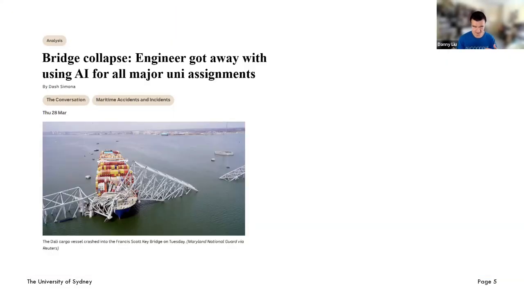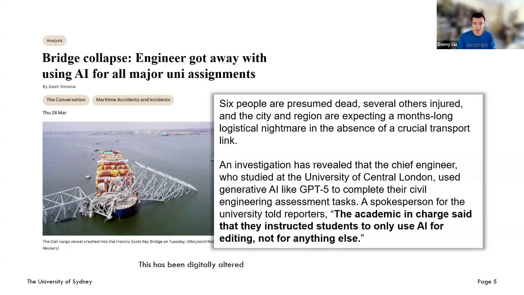What really scares me is seeing a potential headline like this into the future: Bridge collapse, engineer got away with using AI for all major uni assignments. And imagine what the article might say. This has been obviously digitally altered, so this never happened, but I fear that it may happen if we don't take this seriously. This article might say something like, 6 people are presumed dead.